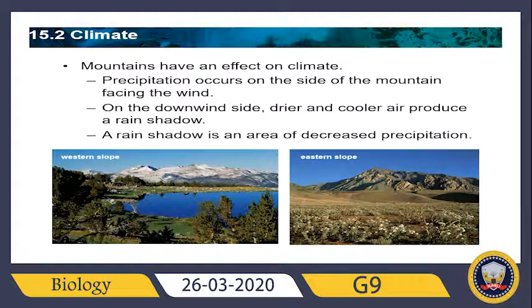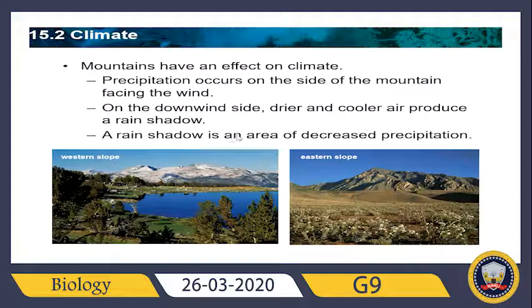So this is a mountain. This is the eastern slope, and this is the western slope. You will notice that precipitation here occurred on the side of the mountain facing the wind, because this side is facing the wind. So the other side is drier, with cooler air producing a rain shadow. Maybe not in this picture, but you will find it regularly on this part of the slope.